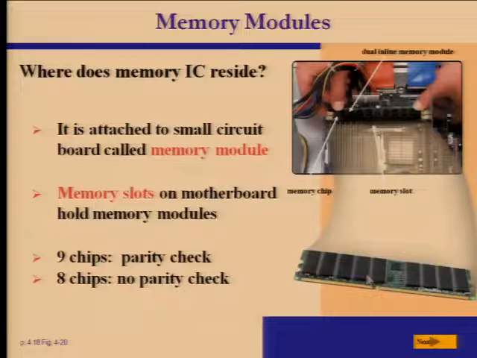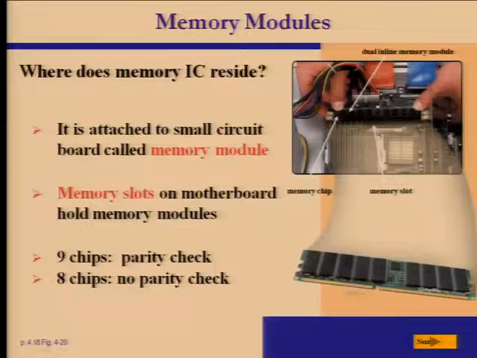Right, we look at the modules. When we talk about the memory inside the system unit, we talk about the memory module. We do not buy a single IC. The IC will be prefabricated on a small PCB called the memory module. Where does the memory IC reside? First, it is attached to a small circuit board. Remember, all the components will be attached to that circuit board. This is a picture here.